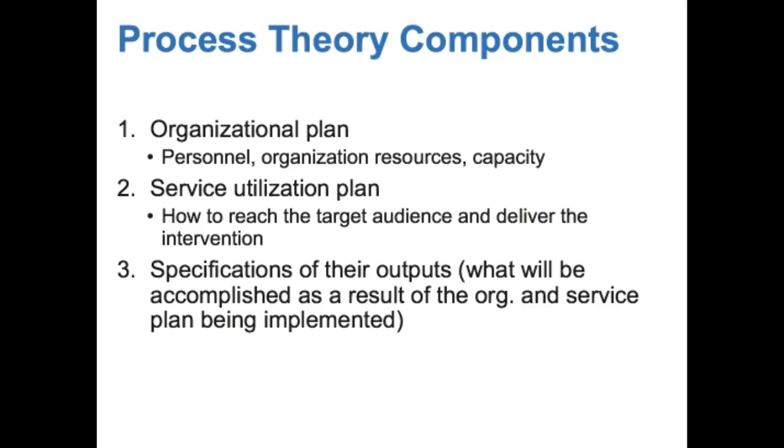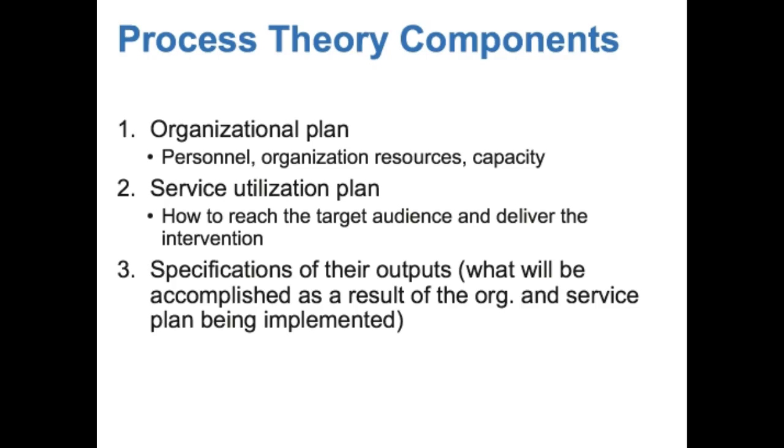Process theory includes three components listed here: an organizational plan, service utilization plan, and specific outputs, the specifications of their outputs. The organizational plan and service utilization plan are both inputs, and the outputs are byproducts of the inputs. The organizational plan includes things such as personnel, organizational resources, and their capacity to deliver the program. If staff members aren't supported by management, then they can't deliver the intervention as planned.